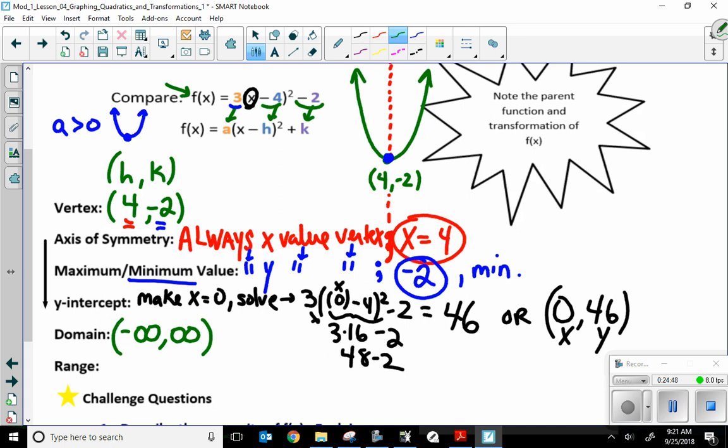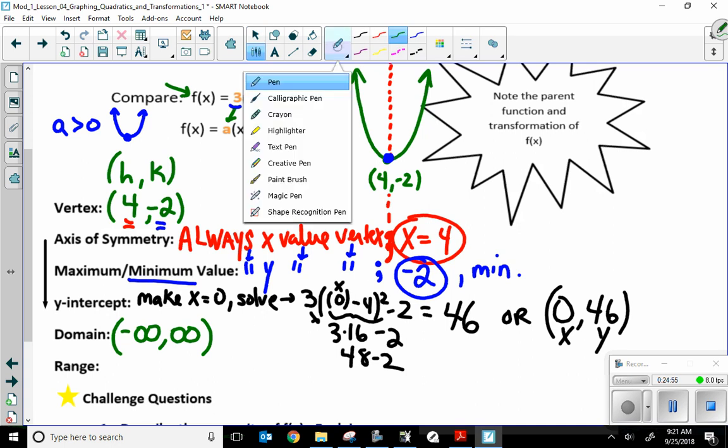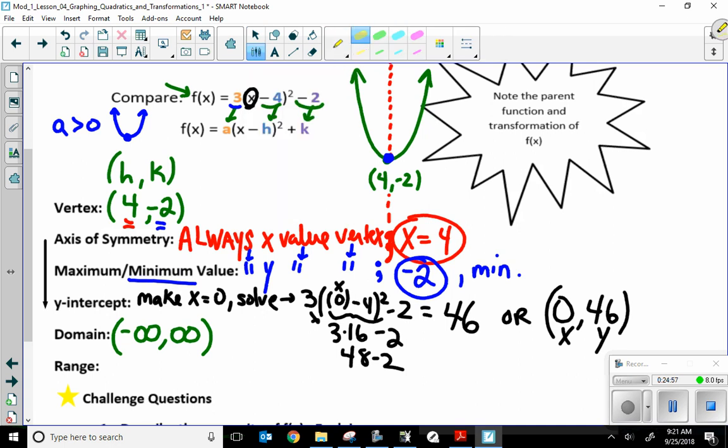Our range, okay? Now, didn't we say that -2 was our minimum value? That's our ups and downs, our minimum value, right? So our parabola goes from -2 and goes up forever. So we're going to say from -2, and with the square bracket, because I want to include -2, I'm going to go to positive infinity.